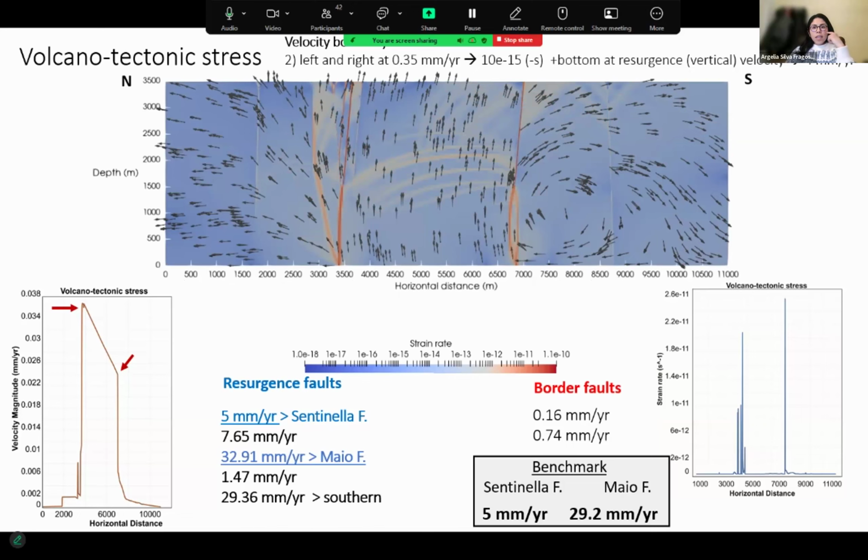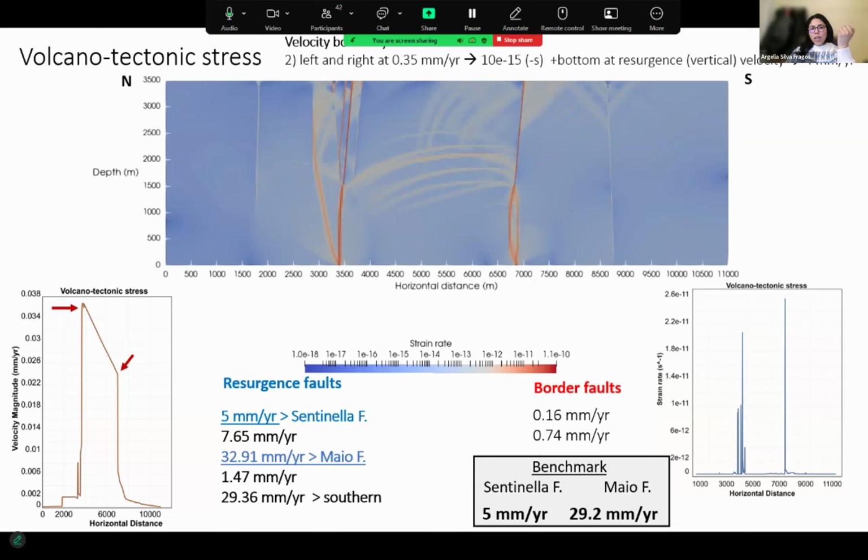We can see how the strain rates are well localized, and in a better way, inside the faults, reaching deeper levels, and distributed basically mostly in the resurgence faults and almost nothing on the ring faults. So this means that this stress field doesn't move, let's say, the ring faults.